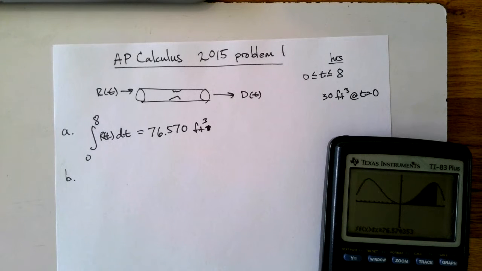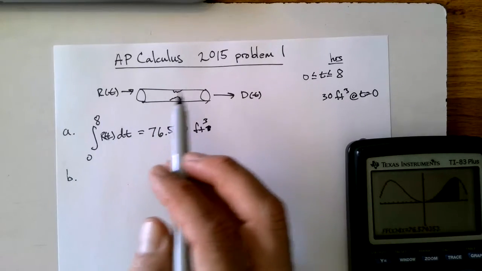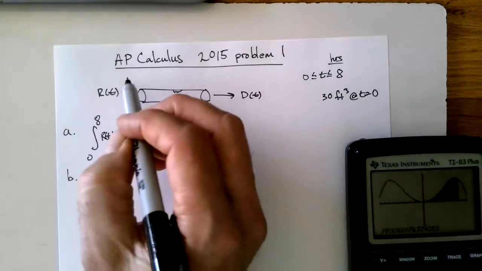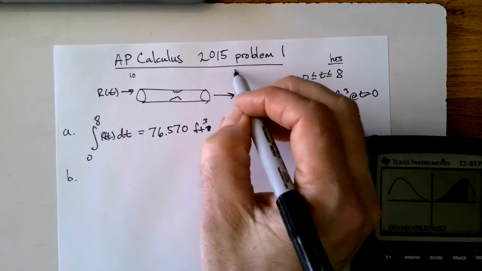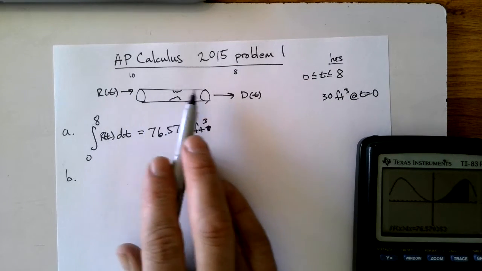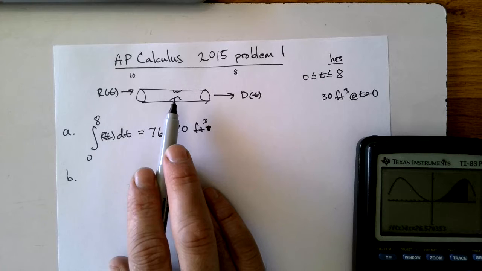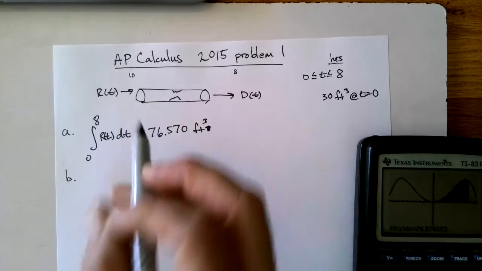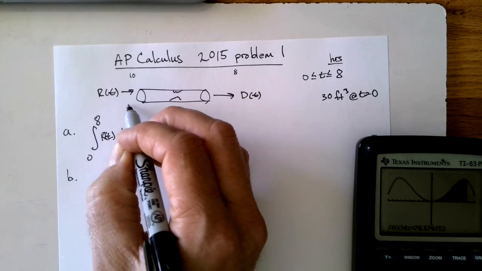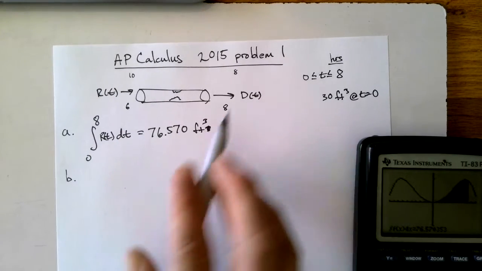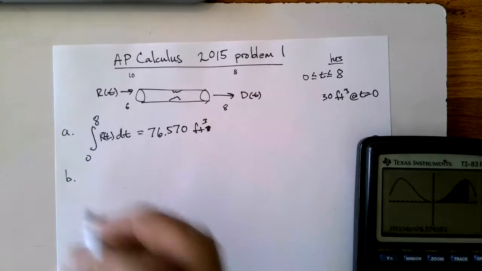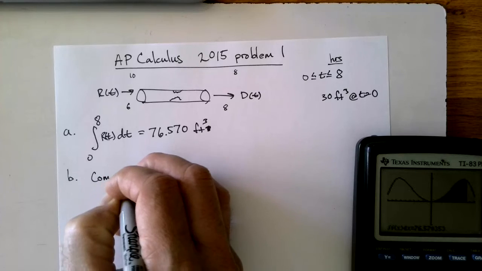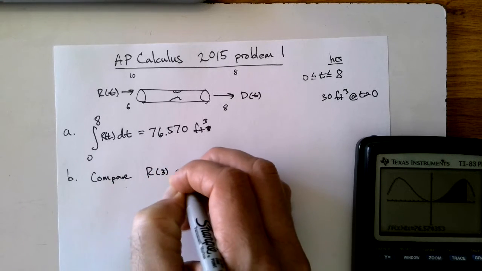Problem B: is the amount of water in the pipe increasing or decreasing at time 3? So think about it. If we have, say, water coming in at a rate of 10 cubic feet per minute and it's leaving at 8 cubic feet per minute, well, then we would say that the amount of water is increasing. If the water is coming in at a rate of, say, 6 and it's leaving at a rate of 8, well, then we would say that the amount of water in the pipe is decreasing because it's leaving faster than it's coming in. So we're going to compare R of 3 and D of 3.